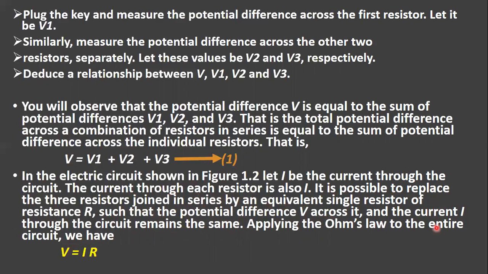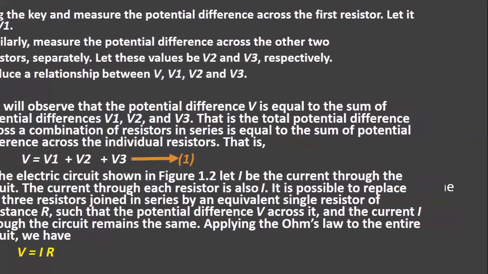Now applying Ohm's law to the entire circuit, we get V equals IR, that is, potential difference equals current into resistance.